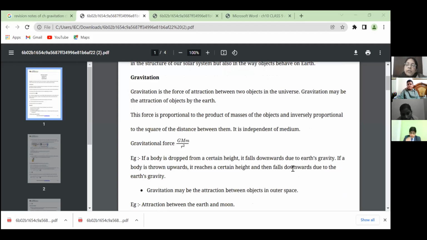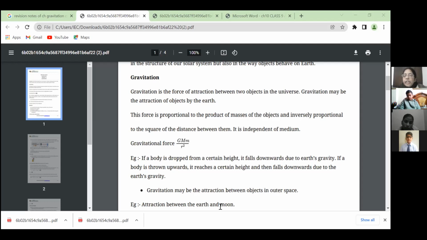Gravitational force is represented by F, whose formula is capital G into M into small m upon r square, where capital G is, children, the gravitational constant, capital M is the mass of the earth, small m is the mass of the object, and r is the radius of the earth, or we can say the distance between the two objects. For example, if a body is dropped from a certain height, it falls downwards on the earth due to earth's gravity. And if the body is thrown upwards, it reaches a height from where it again falls downwards due to earth's gravity, children.